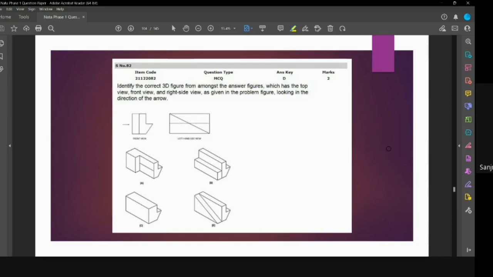Next question. Identify the correct 3D figure from amongst the answer figures, which has the top view, front view, and right side view as given in the problem figure, looking in the direction of the arrow. So the front view, left-hand side view, തന്നിട്ടുണ്ട്. We are supposed to identify ഏത് ഒബ്ജക്റ്റിന്റെ ഫ്രണ്ട് വ്യൂവും ലെഫ്റ്റ് ഹാൻഡ് സൈഡ് വ്യൂ ആണ് തന്നിട്ടുള്ളത് എന്ന്. The correct answer is option D.